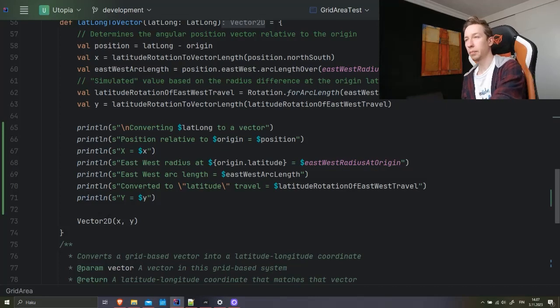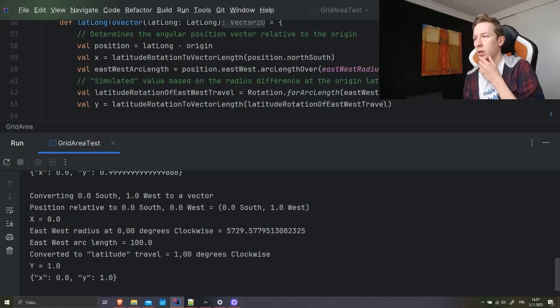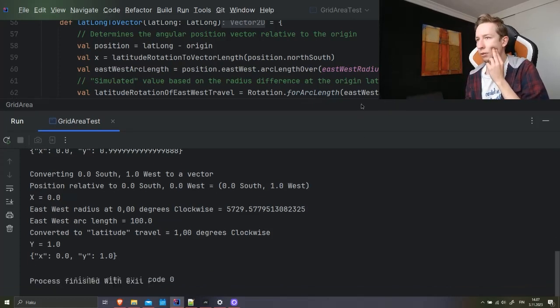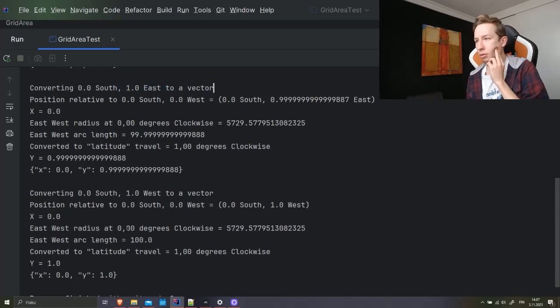Let's actually look more closely into the input there. So tool windows run. So how is west and east different? One east vector, one west. So relative. One west, one east. Okay. Radius is the same. East-west arc length. Okay, so this is returning the same number, approximately, even though it should return like the opposite number.